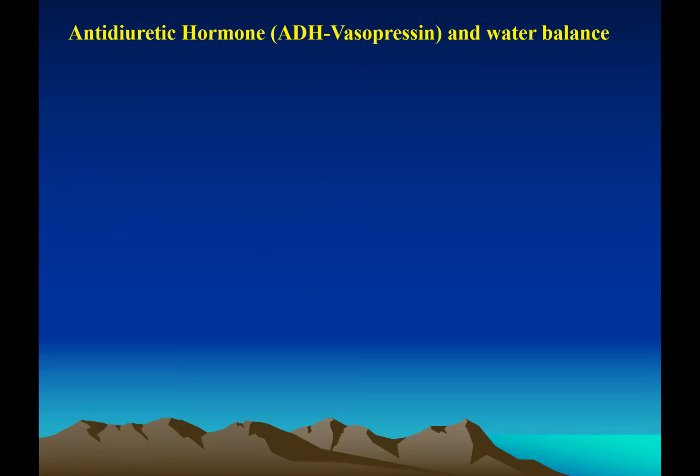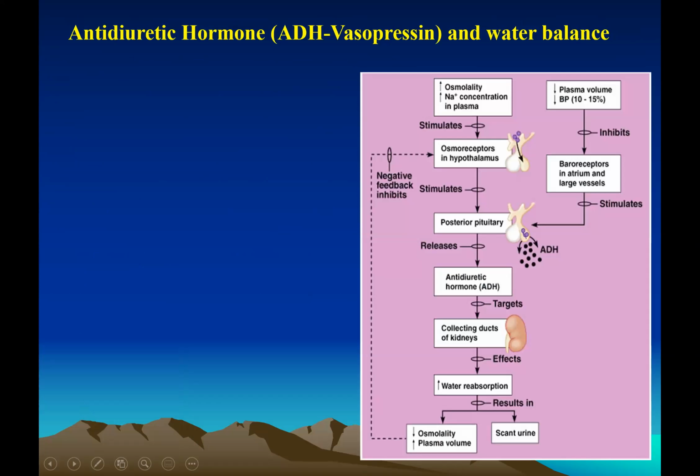Let's take a look at how antidiuretic hormone, also called vasopressin, plays a role in water balance. So here, the osmolarity has increased. You're dehydrated. That's why the osmolarity has increased, and the sodium ion concentration in the plasma has increased. This is again going to stimulate the osmoreceptors in the hypothalamus.